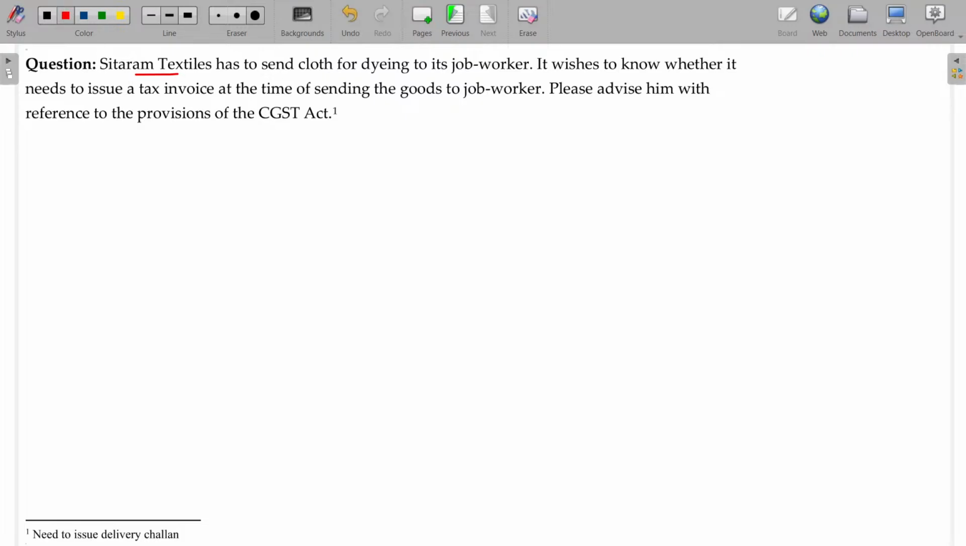Sitaram Textiles has to send cloth for dyeing to its job worker. It wishes to know whether it needs to issue a tax invoice at the time of sending the goods to the job worker. For the job worker, a tax invoice is not required, right? Because it's not a supply. The job worker performs some activity on the goods I have given, probably dyeing work. Anyhow, it's going to be returned later after completion of the job work. Of course, we cannot issue the tax invoice as it's not a supply.